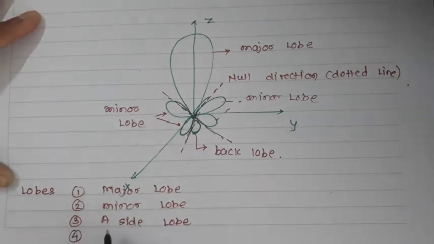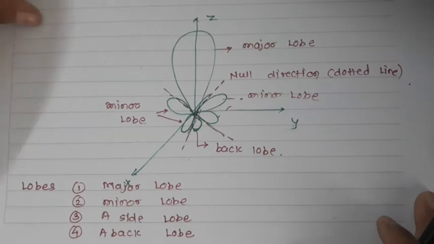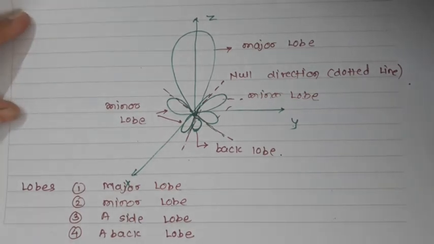And the last one is nothing but the back lobe. Now let us see each and every lobe separately. So we have seen four types of lobes: major lobe, minor lobe, side lobe, and back lobe. So what do you mean by a major lobe? First we'll talk about the major lobe. So how are we going to discuss the major lobe over here?